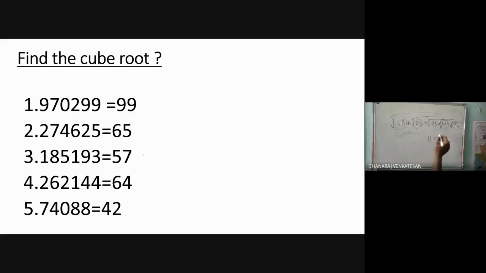In the BODMAS rule, how will you solve? The inner bracket only will be solved first, then only you will go to the outer bracket. Similarly, you have to solve this, then only come to this. These are some types of questions they might ask in square roots. That's it. These are the topics I have to cover. If you have any doubt, you can ask.